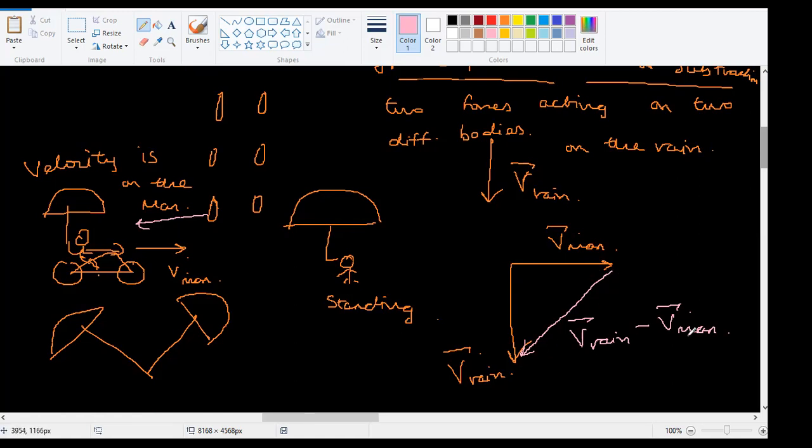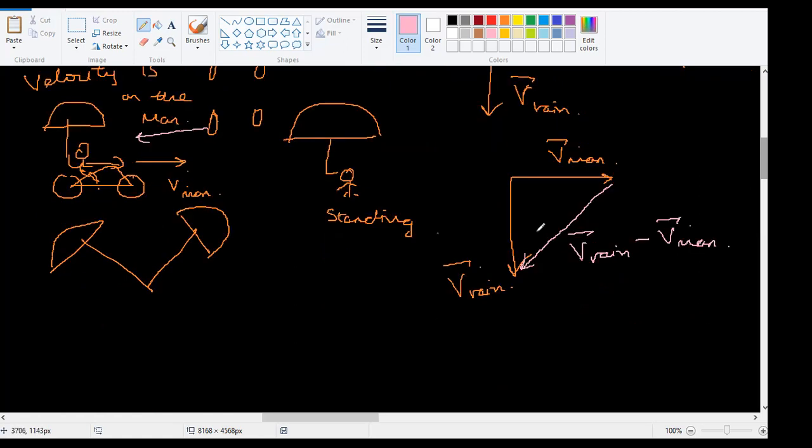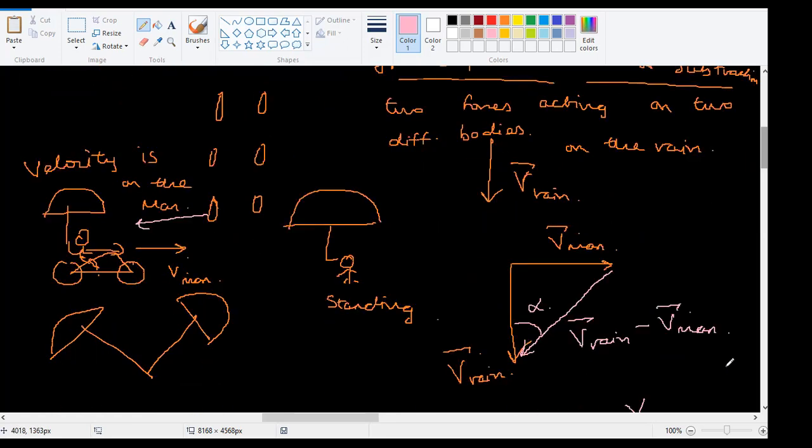So V rain minus V man. And very often, they'll ask you what is the angle with the vertical. So this is your alpha or theta. In this case, tan alpha is very simple because it is opposite by adjacent. So V man divided by V rain. Any questions, any doubts? Everyone following?